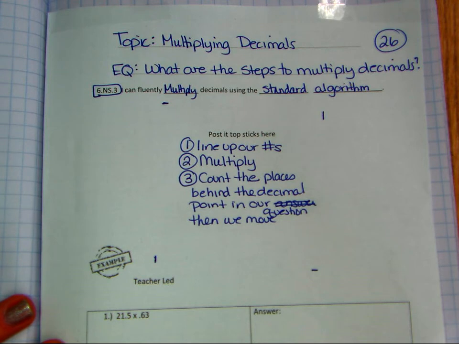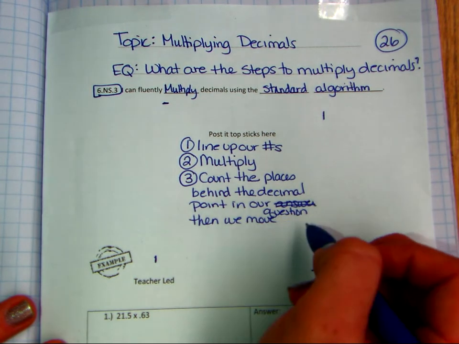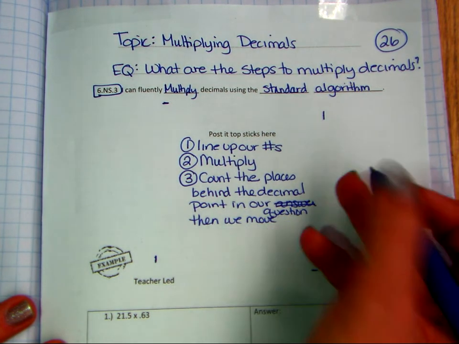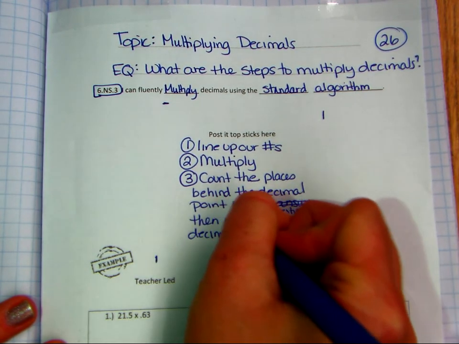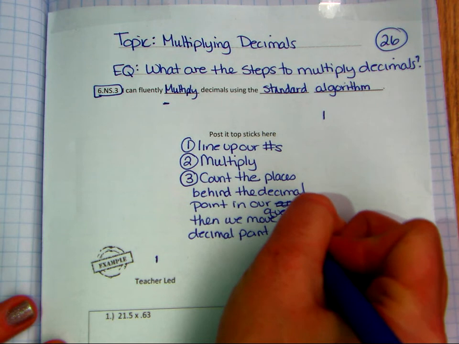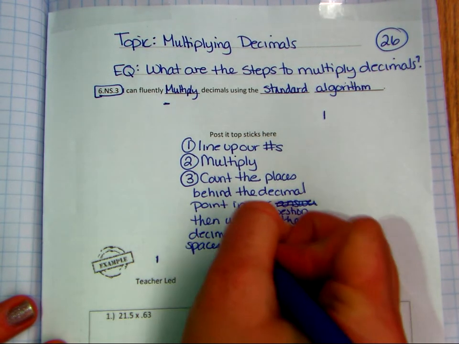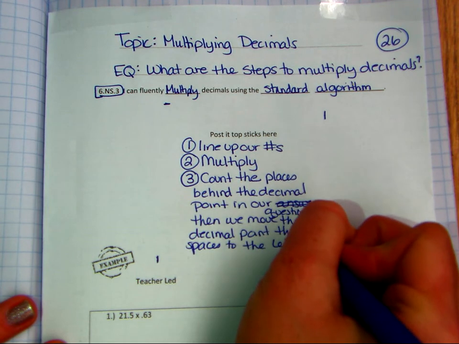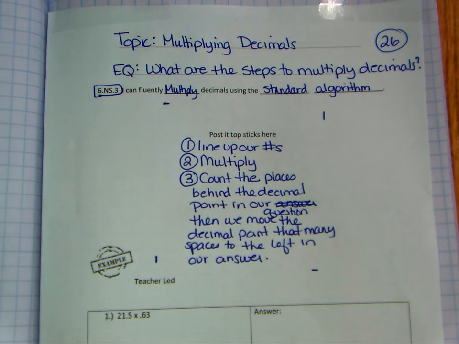It should be, we count the decimal points in our question because afterwards, then we move our decimal in our answer the same amount of places. So we count the places behind the decimal point in our question, then we move the decimal point that many spaces to the left in our answer. Woo! I'm glad I fixed that because that would have been confusing.